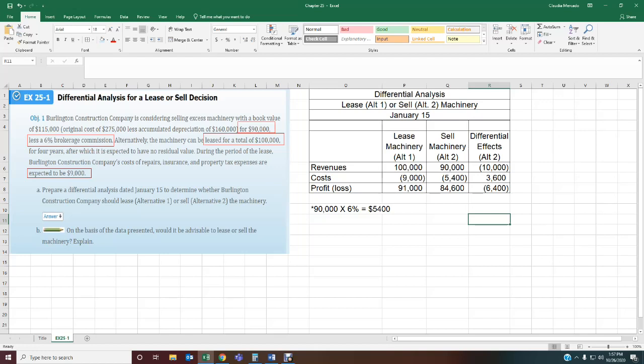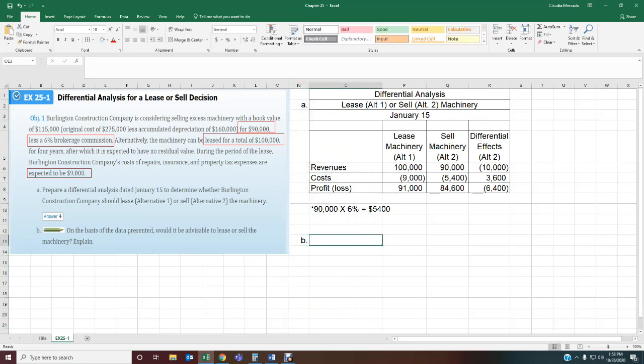Okay, so which one gives me a higher profit? A higher profit is given by leasing the machinery. Okay, yes, my costs are a little bit higher, but hey, my revenues are also higher. So if I had to choose an option, I would choose the lease option because that gives me the highest profit. Okay, so they're asking us to prepare a differential analysis, which we've done. Okay, now letter B. This is letter A. And then this is letter B.